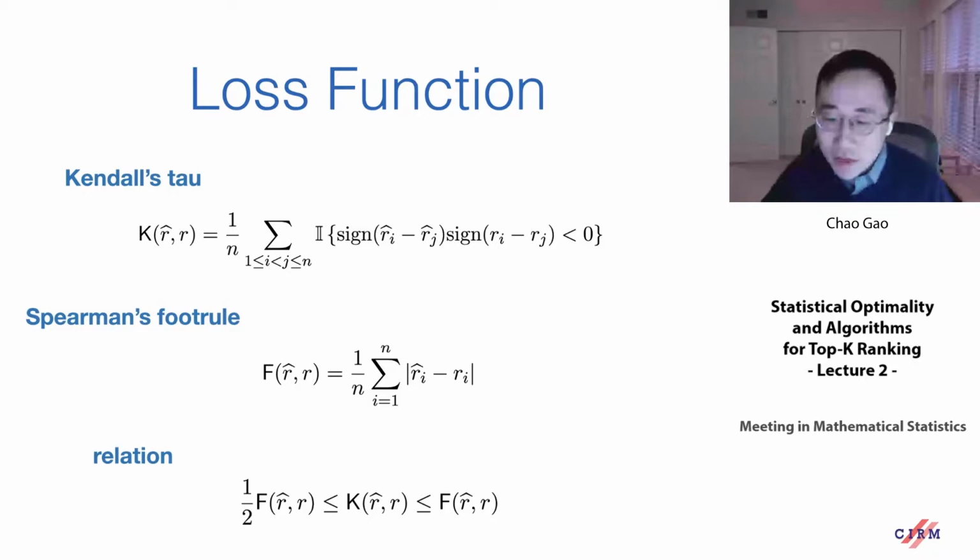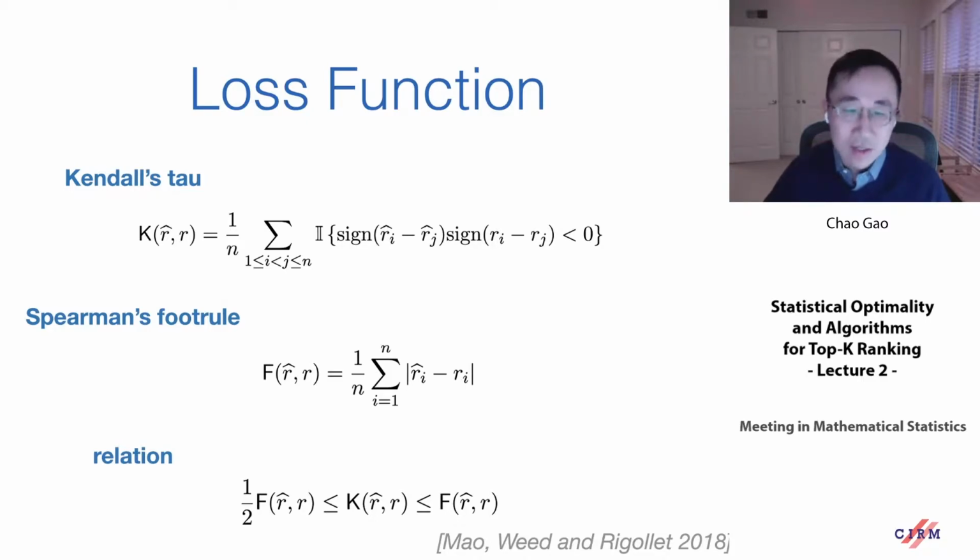So I would like to mention the previous work by Chen, Mao, Jonathan Weed, and Philippe in 2018. I think they may be the first paper in the literature that studies minimax ranking under the loss function of Kendall's tau. And in their paper, they consider a setting called noisy sorting. This is actually quite different from the BTL model that is discussed in today's talk.